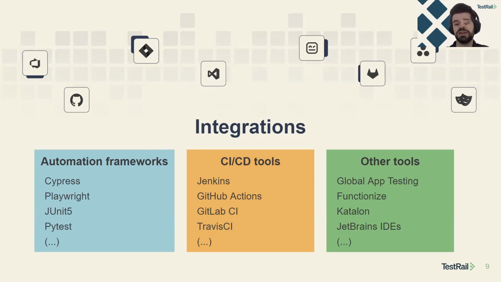And then there are some other tools like Global App Testing that uses our API to integrate with us to submit results from their external testers, Functionize, which is also a test automation platform, Katalon as well, and the JetBrains IDEs also have a plugin which you can use to fetch the information from your test cases into your JetBrains IDE and then generate skeletons for your automated tests. So quite a couple of things you can do already.